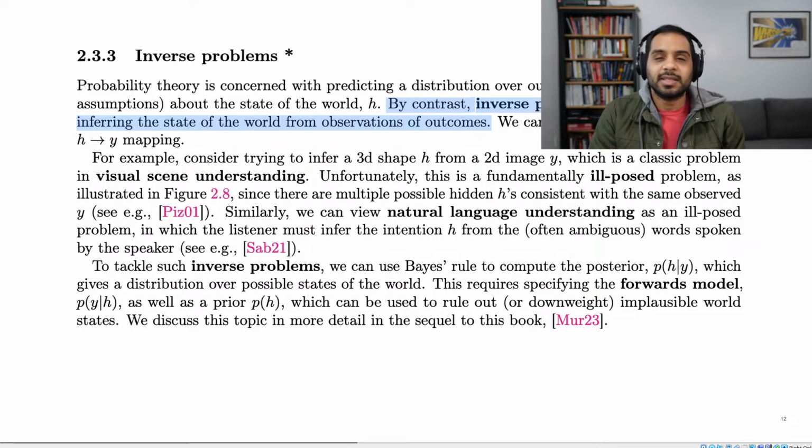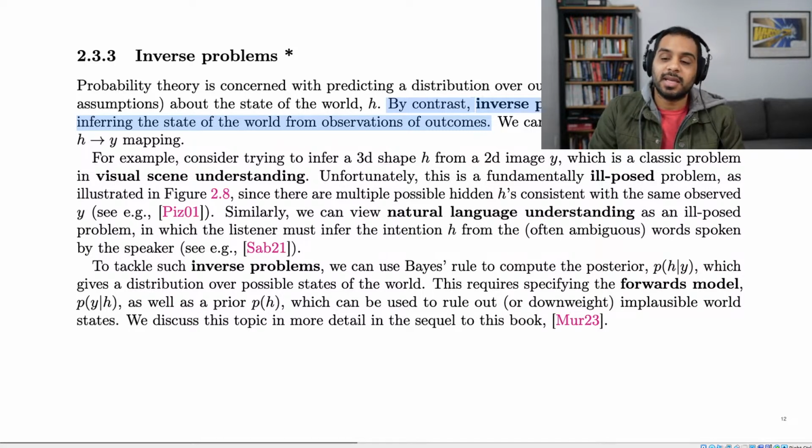Very rarely have I walked into a business setting and known the probability of everything written down on a neat table. Almost always I have to do inverse probability, where I see certain events happen in my work or my life, and I have to infer what the latent state of the world is. The rest of the book club, that's what we're going to be doing. We're not going to be doing probability theory.